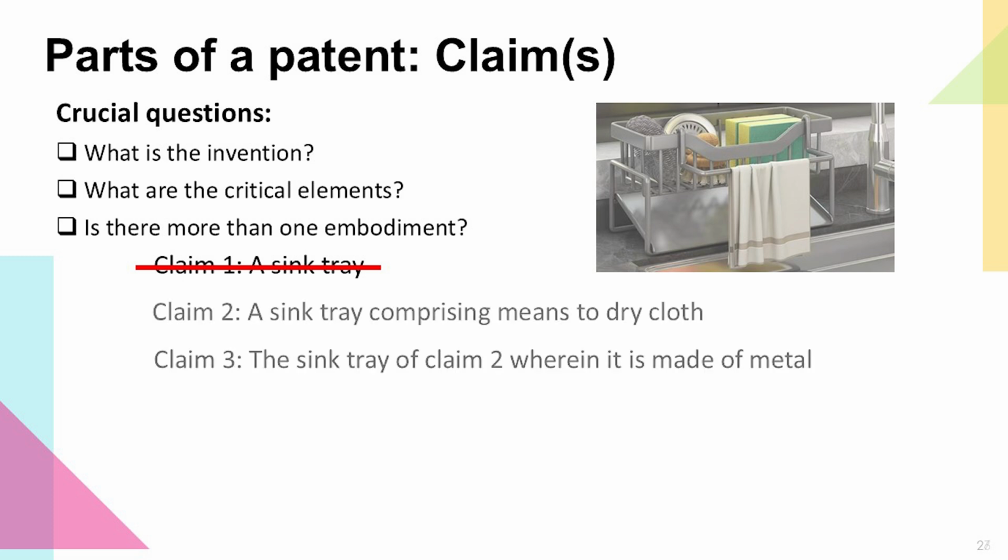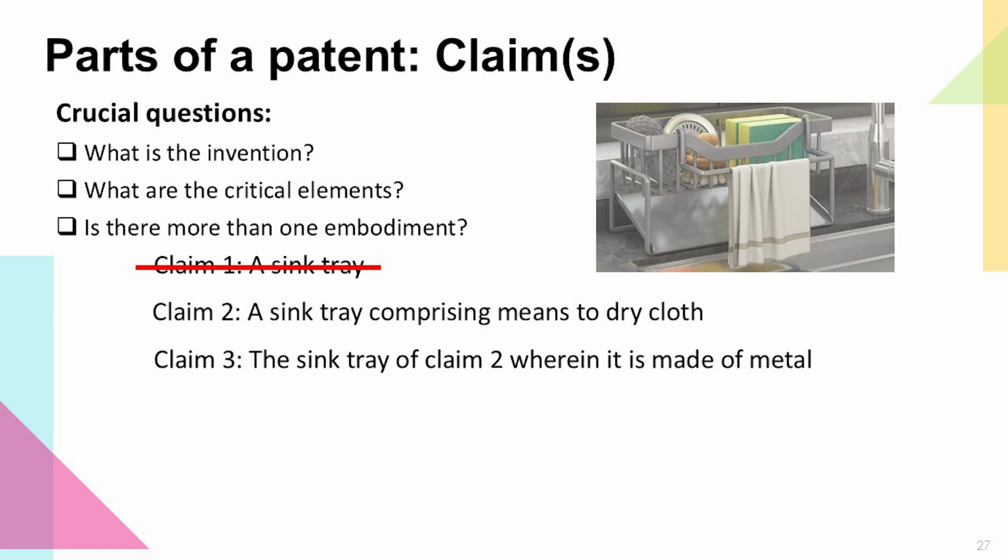Claim 2 then adds that this tray comprises means, a rod of some sort, to hang a cloth to help it dry. And then claim 3 adds a feature to the previous claim, and it adds that the tray is in metal and not plastic, for instance, which claim 2 was silent about, and so encompassing any material that the tray could be made of. Claim 3 here is a dependent claim depending on independent claim 2.